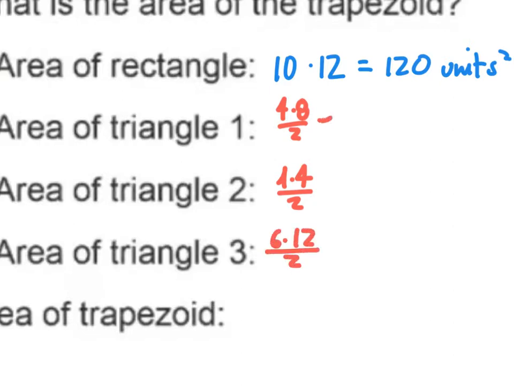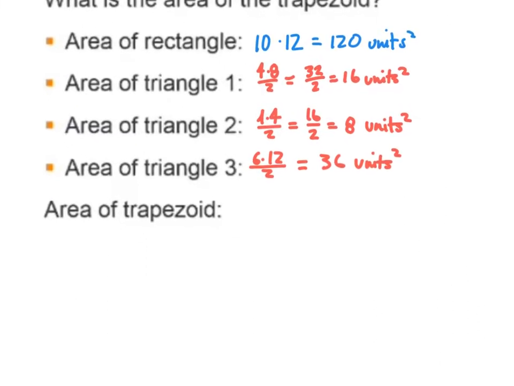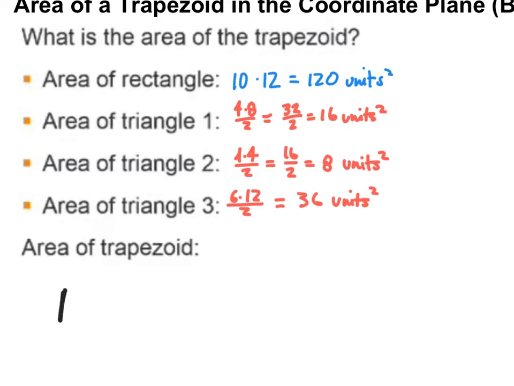So 4 times 8 divided by 2 is 32 over 2, which gives me 16 units squared. Then 4 times 4 over 2 is 16 over 2, which gives me 8 units squared. And then 6 times 12 is 72 divided by 2, so that gives me 36 units squared.